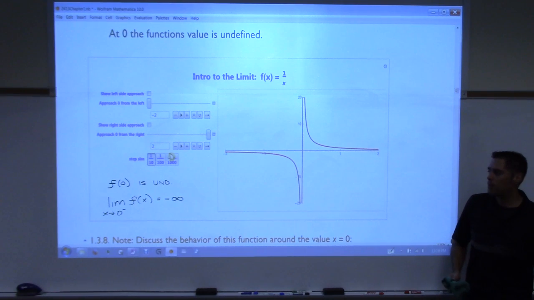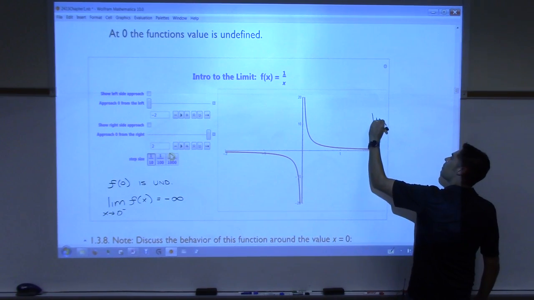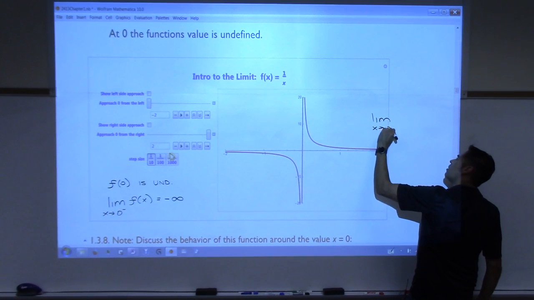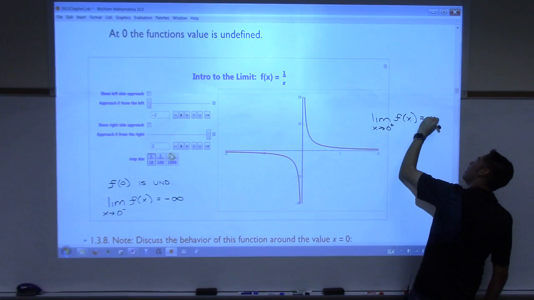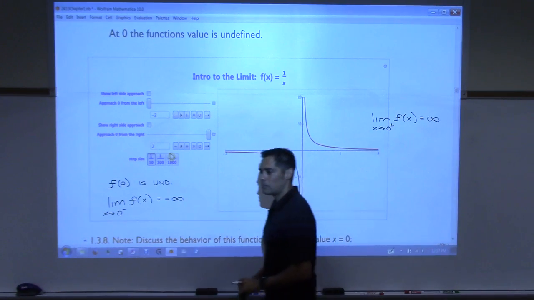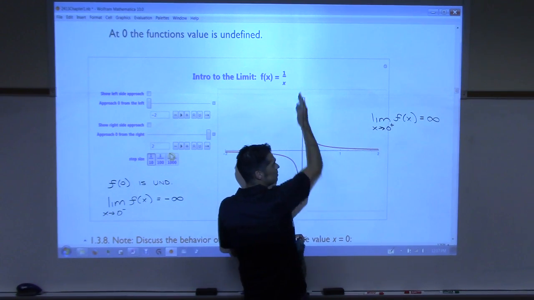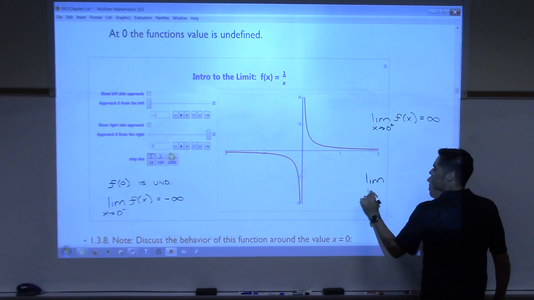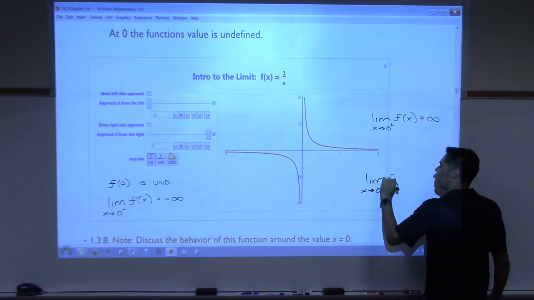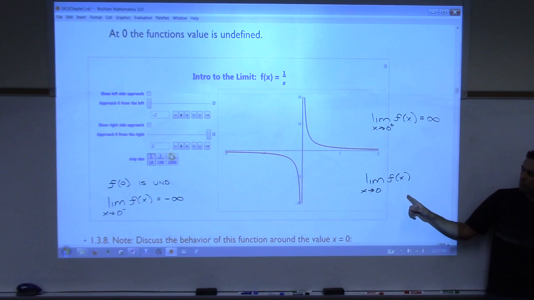Now, what about approaching from the right-hand side? What's the limit as x approaches 0, this time from the right? It goes just positive infinity. Positive infinity this time, right? It's different. As I'm coming in this way, it's headed up. What's the limit as x approaches 0 of the function? Positive 0. Careful.